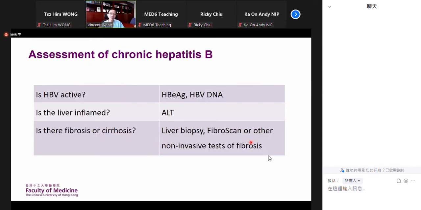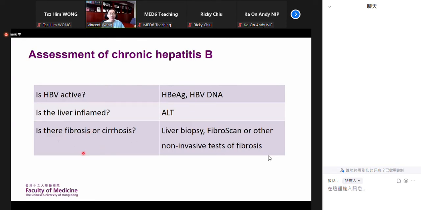When you encounter a patient with chronic hepatitis B, you need to answer 3 questions. You want to see whether the virus is active, and for that, the test would include the E antigen and also the viral load, the HBV DNA level in the serum or plasma. You want to know whether the liver is inflamed. Of course, you can answer this question by doing a liver biopsy, but you cannot do it every 6 months. And therefore, the marker that we rely mostly on would be the ALT level.